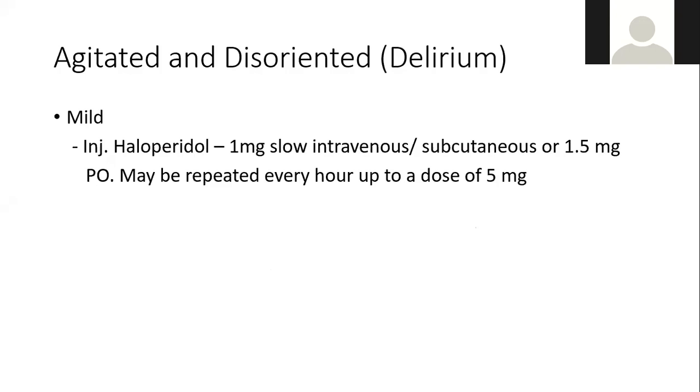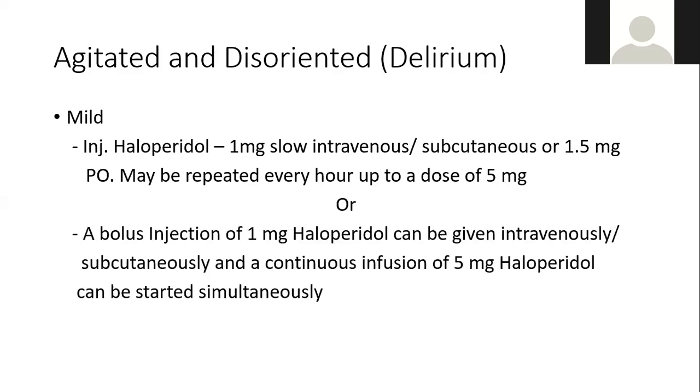If it is mild, you can give injection haloperidol 1 milligram slow intravenous or subcutaneous, or 1.5 milligram per hour. It may be repeated every hour up to a dose of 5 milligram, oral as well as injectable. Or a bolus injection of 1 milligram haloperidol can be given intravenously or subcutaneously, and a continuous 5 milligram haloperidol can be started simultaneously. Okay, this is mild delirium.